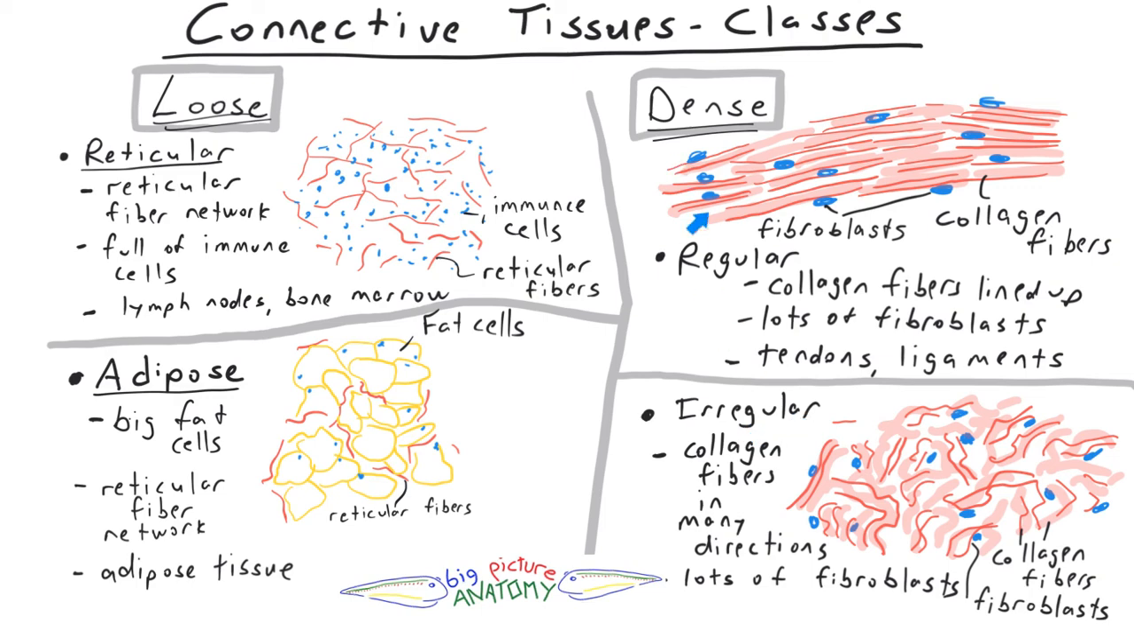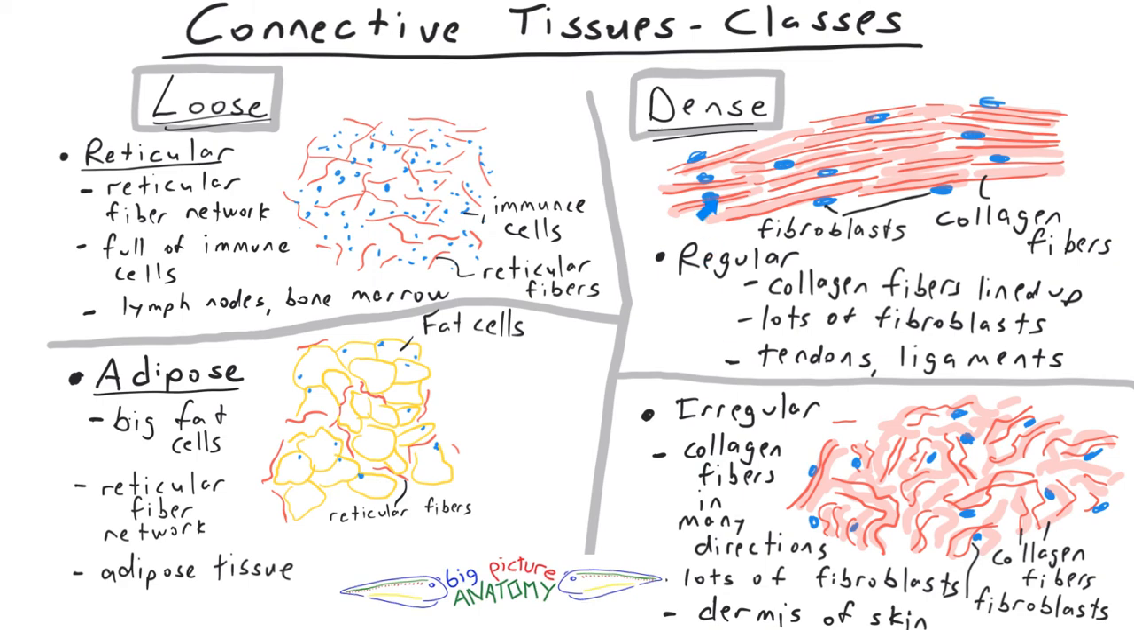Irregular dense connective tissues are where we find the collagen fibers running in many different directions, not one predominant direction. We would also see lots of fibroblasts dispersed throughout the tissue, and this would tend to be found in locations like the dermis of the skin.